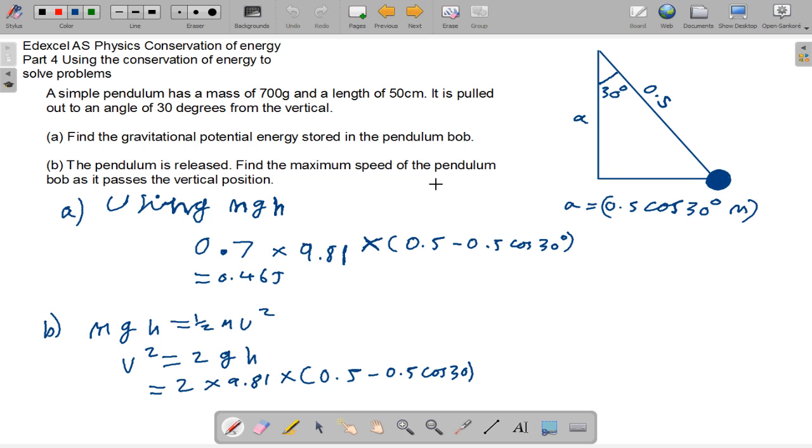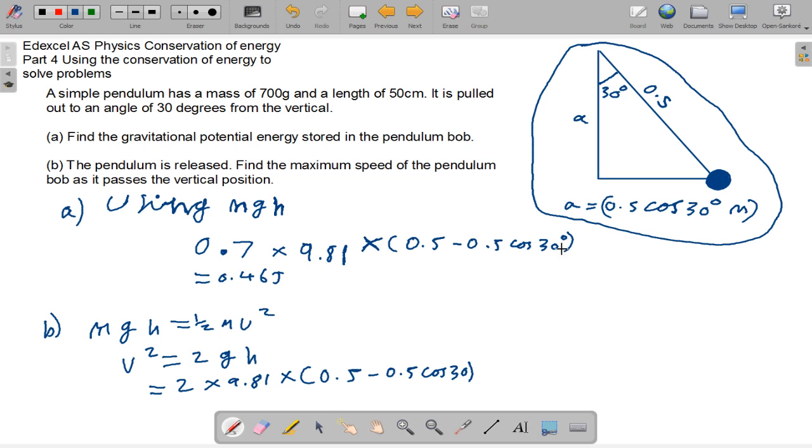So you start off by drawing a diagram. Always draw a triangle if it involves trig. So you then do the horizontal component of this, 0.5 cos 30 meters. I got the 0.5 from the hypotenuse here, and what we need to work out is the increase in height h at the end of the pendulum. So it's this part here, h.